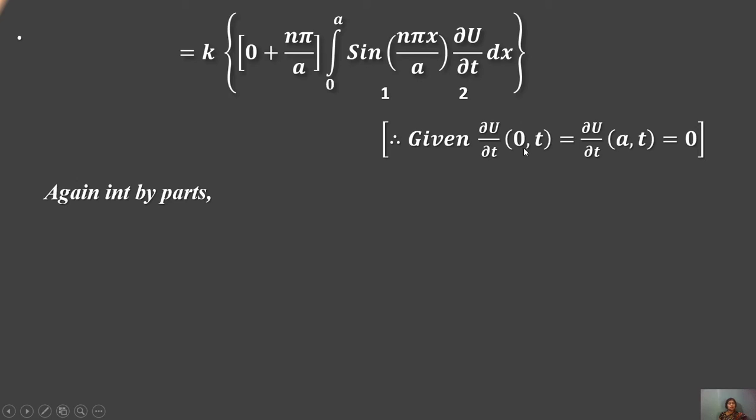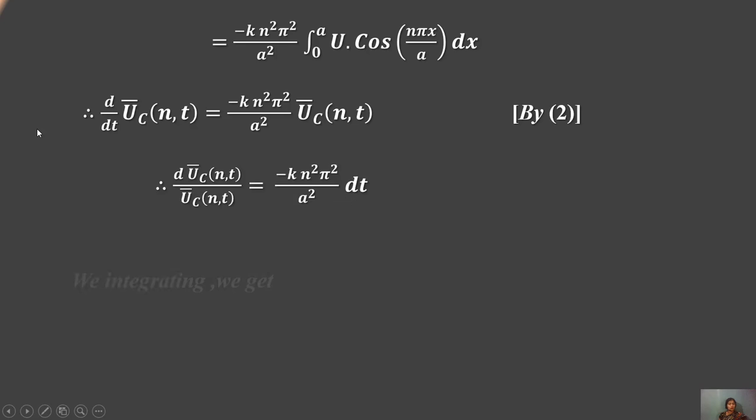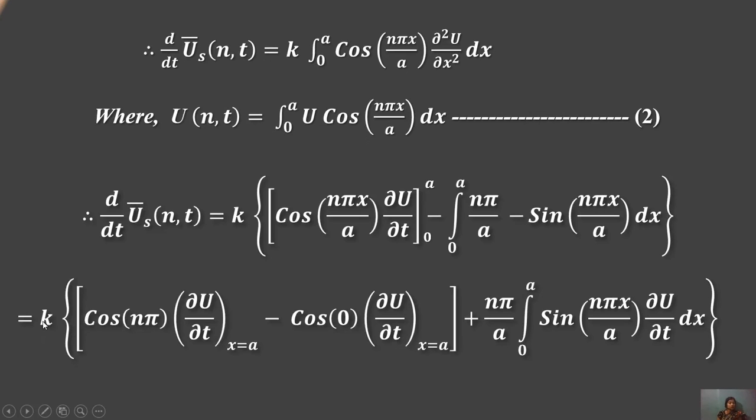Then apply the rule: del u upon del t at x equals 0 equals del u upon del t at x equals a, which equals 0. Again integrate by parts and the formula will be generated. Then k is a constant, cos(n pi) del u upon del t at x equals a minus cos 0 del u upon del t at x equals 0. Same as the other problem, n pi upon a is common, and minus minus is considered as plus, sin(n pi x upon a) del u upon del t dx.